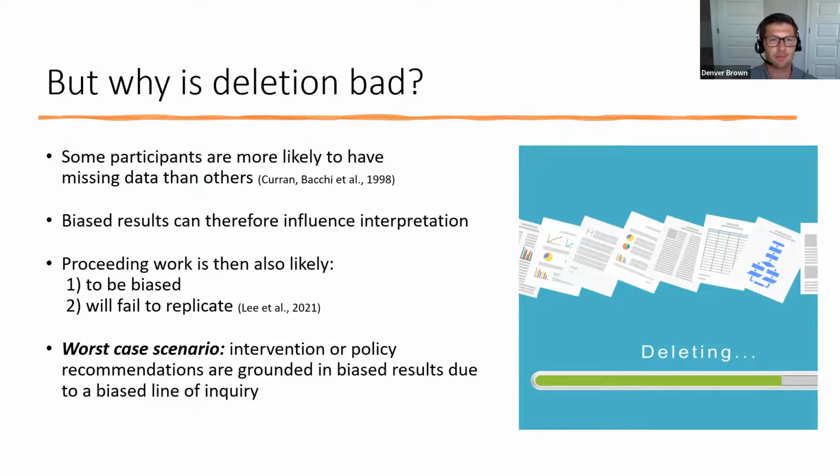Now, what's the worst case scenario? I just kind of want to paint a bleak picture. Well, there could be interventions or policy recommendations that are implemented that are grounded in biased results due to an entire biased line of inquiry. So this is the worst case scenario, but something that could happen. You think of, you listen to James Heather's talk and hear about all the COVID research that went on, some that proved to be well done and rigorous and others that weren't, but some of it still gets pulled into our systematic reviews, and it can actually influence some of these decisions that are made by policymakers.